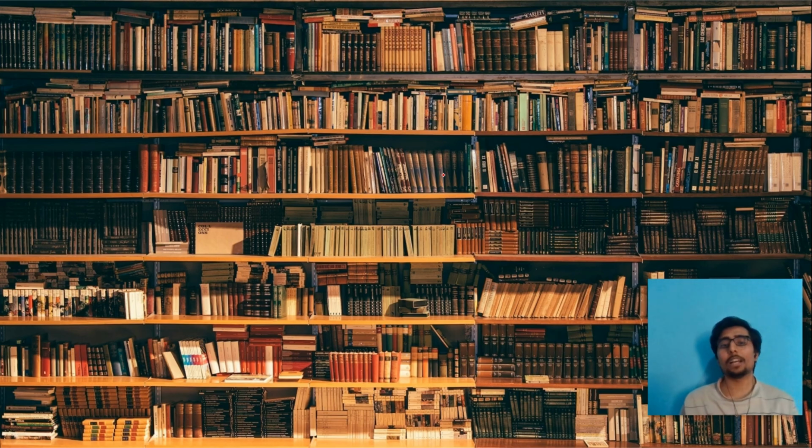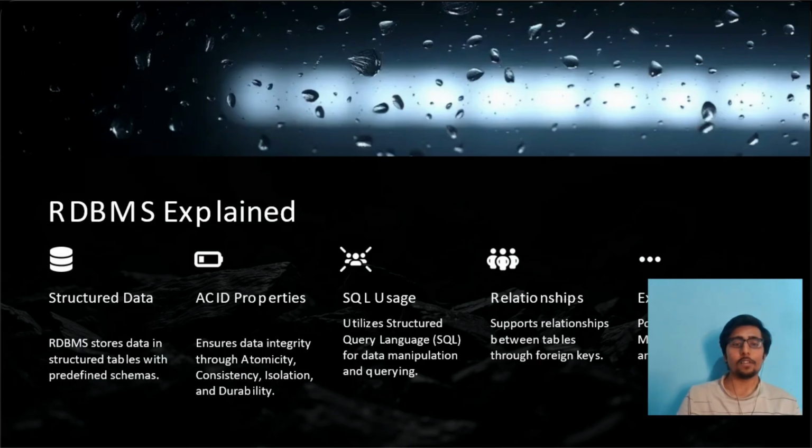But not all databases work the same way. Let's explore the two databases. First is RDBMS, which is Relational Database Management System. It is relational data. A relational database management system is basically in the form of structured tables, and it follows the ACID principle.